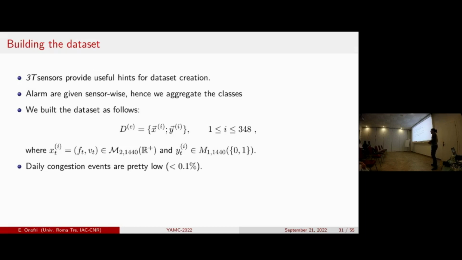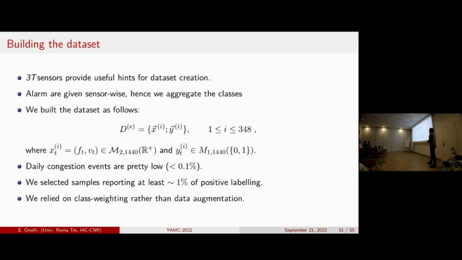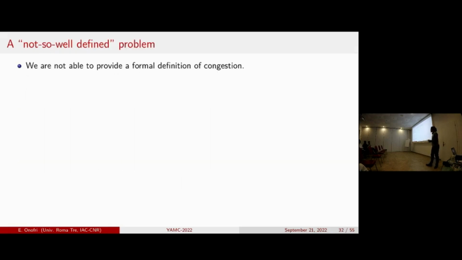We found out that congestions, very hopefully, are very low. The number of congestions is very low during the day, so we selected only the days where there was at least some interesting situation. And then instead of performing data augmentation, which means copying the data that are interesting, we preferred to tune the loss function, which is the way the model decides how to update itself, in order to weight the classes.